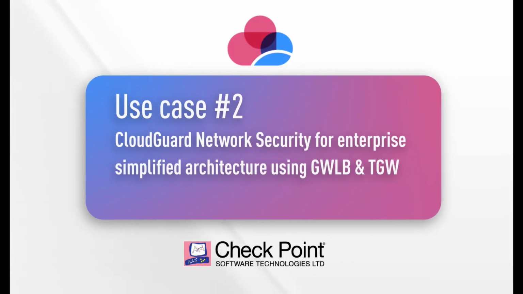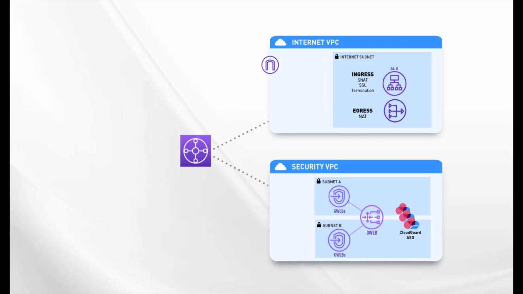The second use case is more robust and uses the AWS Transit Gateway. It gives you much more flexibility and allows you to inspect also the east-west traffic.